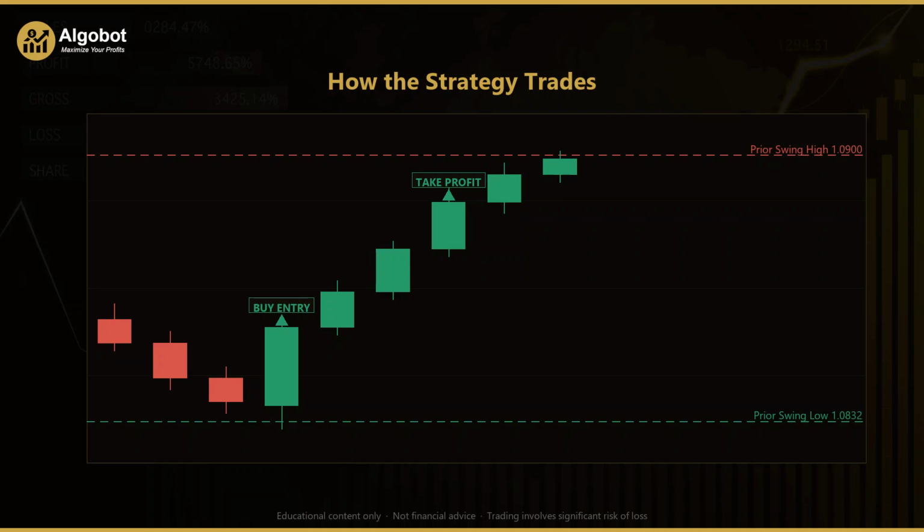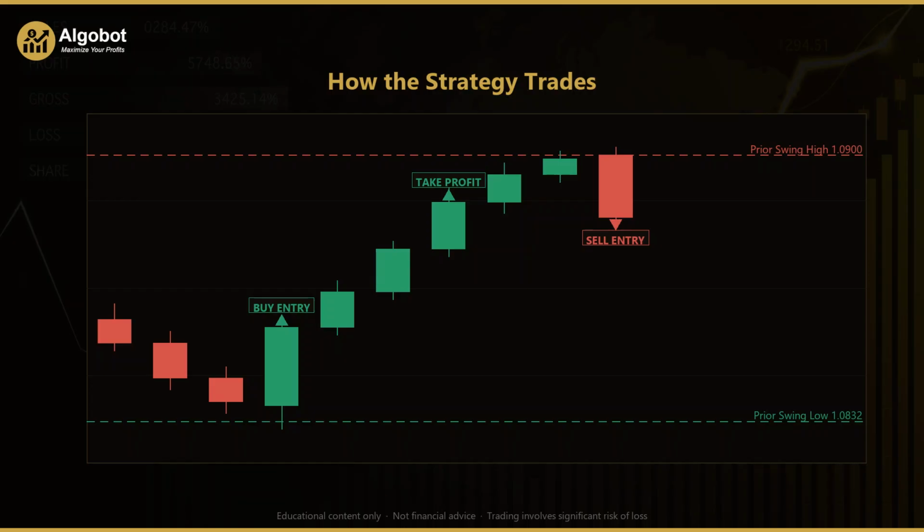Notice the strategy isn't trying to capture the whole move. It takes a defined, range-based target and steps aside. Now the second half of the story. Price keeps grinding higher toward the upper reference line, marked prior swing high at 1.0900. That level was confirmed earlier as a fractal high, so it now acts as resistance.